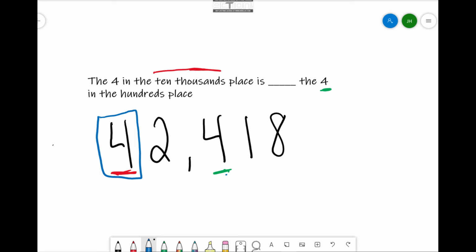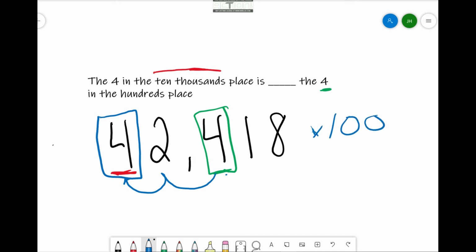So the 4 that I circled in blue is to the left of the 4 in green. And because it's to the left, 1, 2 place values, that means it is 100 times greater than the 4 in the 100 spot. So the 4 in the 10,000s, this 4 right here, is, I'm doing awful with my X's, is 100 times the 4 in the hundreds place.